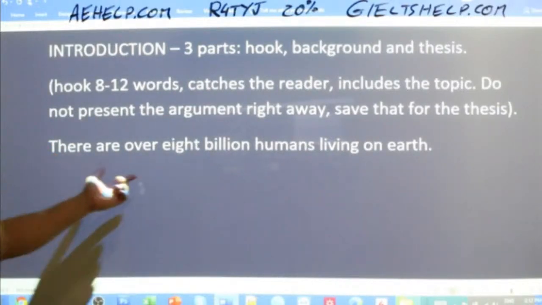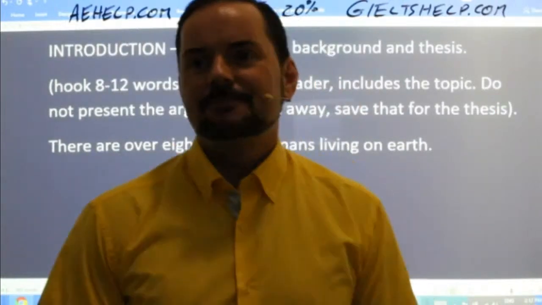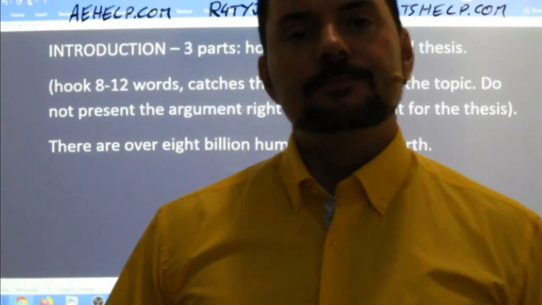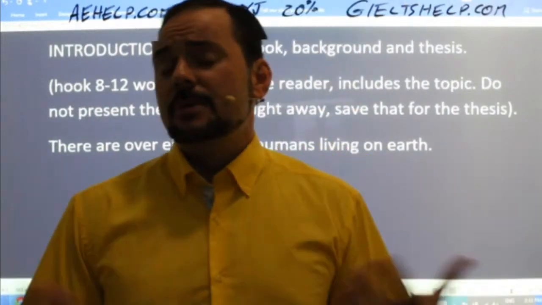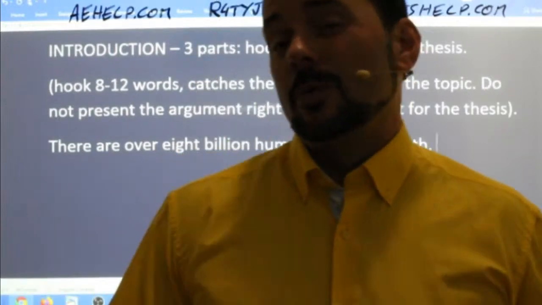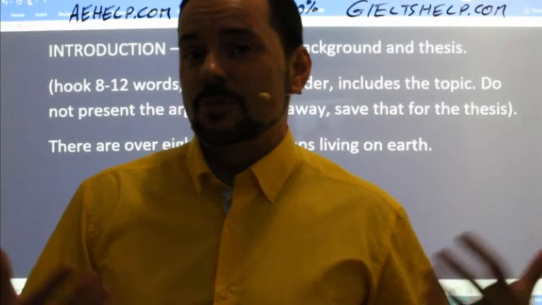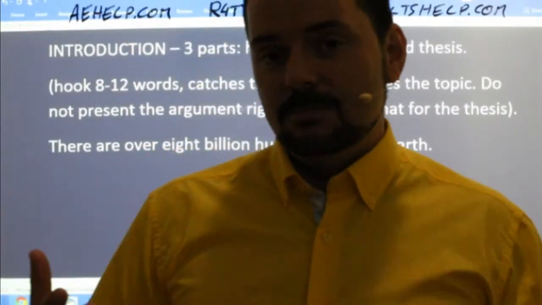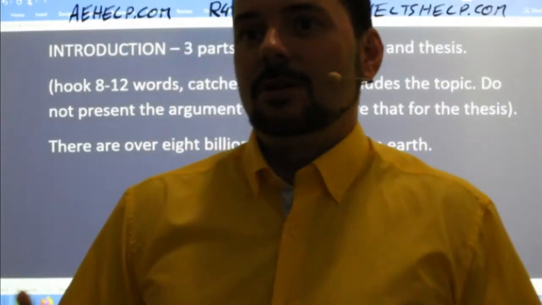There are over 8 billion humans living on Earth. Okay, so just the sheer numbers, right? There are so many of us. It's interesting to wonder, with 8 billion of us on Earth, are we all the same? Are there 8 billion little creatures running around on this beautiful planet that are all the same? Or are they all different?